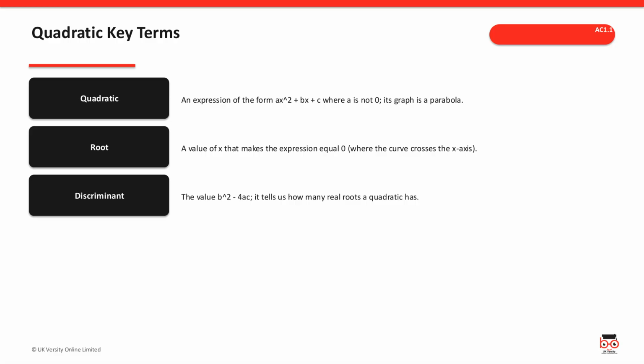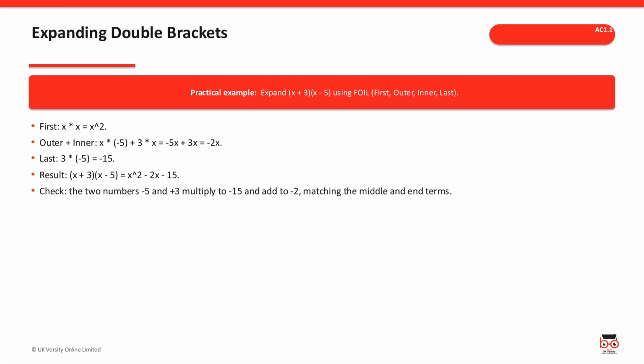real roots to expect. Let's expand x plus 3 times x minus 5 using FOIL, which stands for first, outer, inner, last. First, x times x gives x squared. The outer and inner pairs give minus 5x and plus 3x, which combine to minus 2x. And the last pair, 3 times minus 5, gives minus 15, so the whole thing tidies up to x squared minus 2x minus 15. And as a quick check, minus 5 and plus 3 multiply to minus 15 and add to minus 2, matching perfectly.